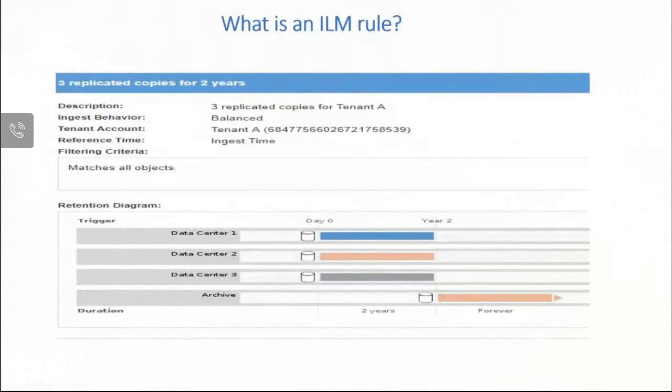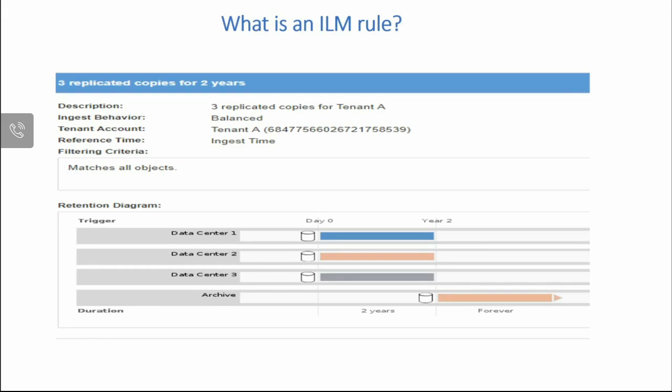All right, moving on to what an ILM rule is. The meaning of the word ILM rule is no different from the word rule in any context, right? A rule is a set of criteria that meets an objective. So the ILM rules are based on the following objectives or criteria, right? So one, ingest behavior, I went over this a couple minutes ago, and in this example, it's balanced, but that is one of the first objectives or first criteria.